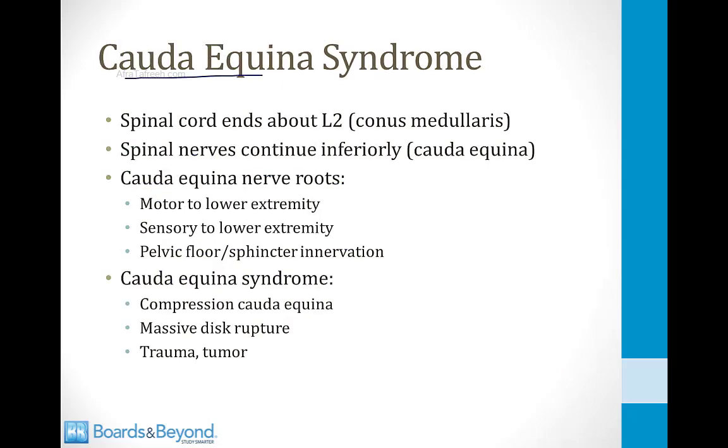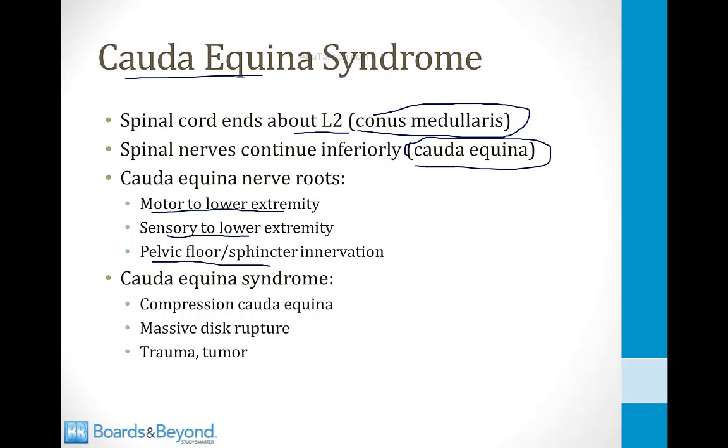Finally, let me discuss the cauda equina syndrome. So the spinal cord ends at about L2, and this is called the conus medullaris. But the spinal nerves keep going beyond the end of the spinal cord, and that's called the cauda equina, which means horse's tail because those nerve fibers look like the tail of a horse. The cauda equina nerve roots supply motor innervation to the lower extremity, sensory information to the lower extremity, and they also innervate the pelvic floor and the sphincter muscles.